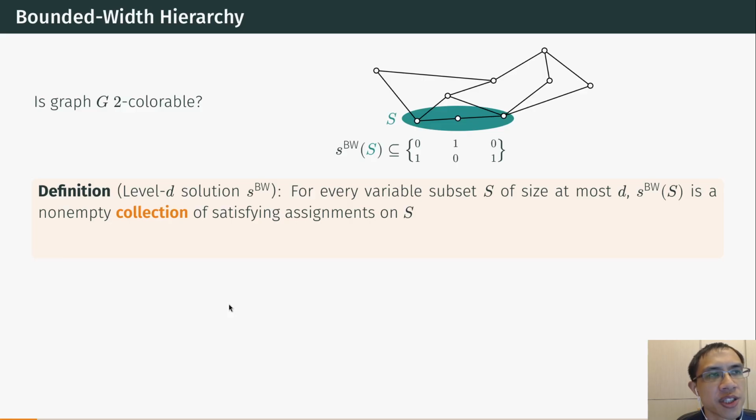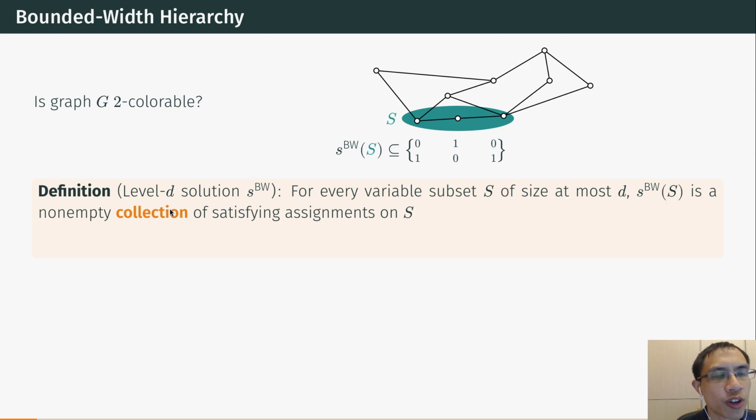To solve constraint satisfaction problems, a number of hierarchy algorithms were proposed, and I will tell you four of them. Consider the problem of checking whether an input graph is 2-colorable. One way to solve this problem is to look for a solution in level 3 of the bundle width hierarchy.